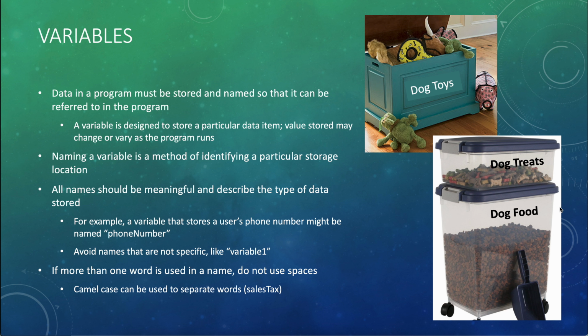Variables are also containers. The name of the variable should describe what is inside that variable, what data is in that variable. The data itself might change. So with the phone number, maybe each user has a different phone number, and so the content of that variable will change, but the name stays the same, and it always refers to where that information is stored on the computer.